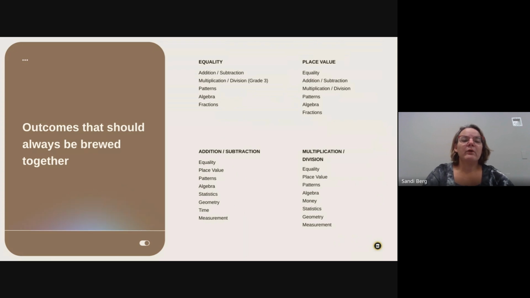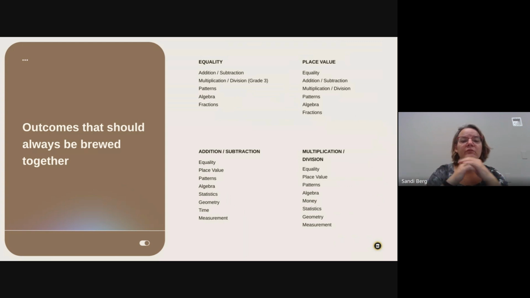So for me, there are some outcomes that should always be brewed together. And you'll notice most of these fit within the number strand. When I'm talking equality, that should always be connected to all of my operations. Should be connected to, and it says grade 3, but 3 and up, so 4, 5, and 6, patterns, algebra, fractions. Place value always builds into equality, the operations, patterns, algebra, and fractions again. When you're talking about addition, subtraction, you should always be talking equality, place value, patterns, algebra. I can incorporate in statistics and geometry and time and measurement.